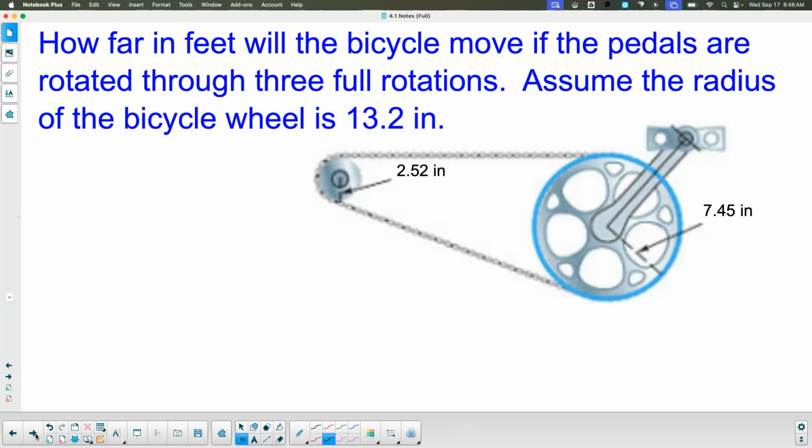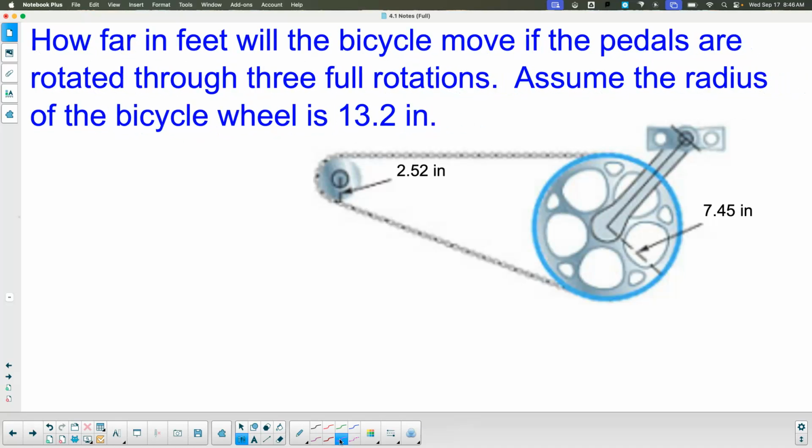Okay? Alright? So what do I have as my starting measurement? Nope. 7.45. Nope. What am I doing? What are we doing in this scenario? Three full revolutions on the pedals, right? Okay? So I've got 3 revolutions. That's my start. 3 revolutions.